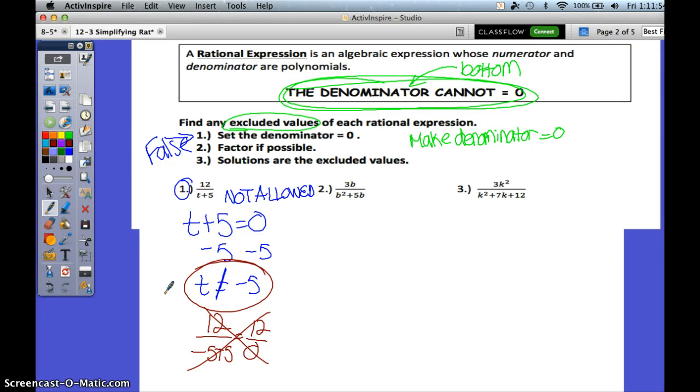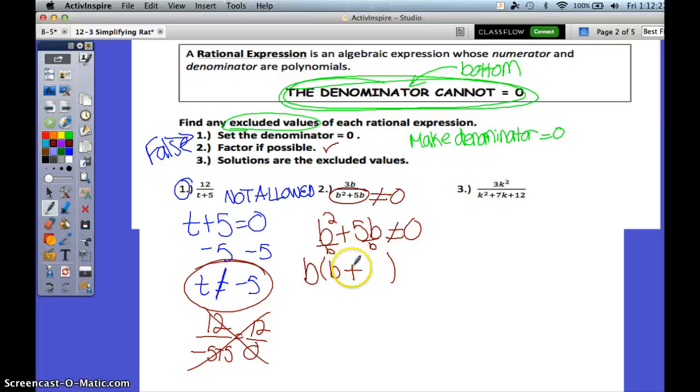Let's take a look at number 2. What's going to make this equal 0? Remember, this whole thing is not allowed to equal 0. So b squared plus 5b is not allowed to equal 0. So let's see, can we factor? Oh, I see a b. We have a GCF of b in here. So remember, you factor out your b, and then you get your leftovers. Divide by b, divide by b. So b squared divided by b is just b, plus 5b divided by b is 5. All of that is not allowed to equal 0.